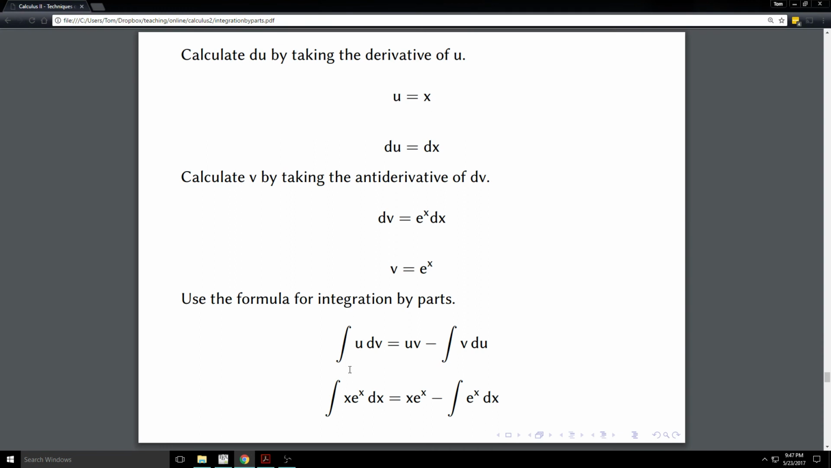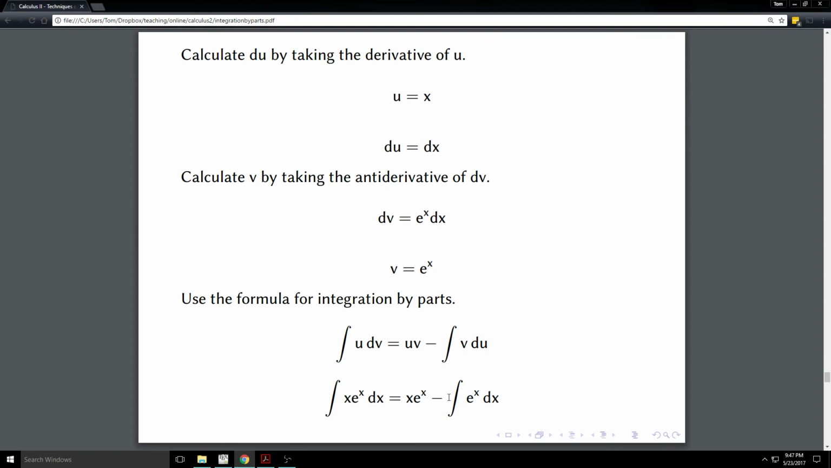U, right, is x, so that's where this x comes from. dv is e to the x dx, so that's where this comes from, equals u is x, v is e to the x, okay, minus the integral of v, all right, v is e to the x, and that's du. du is equal to dx there, okay.